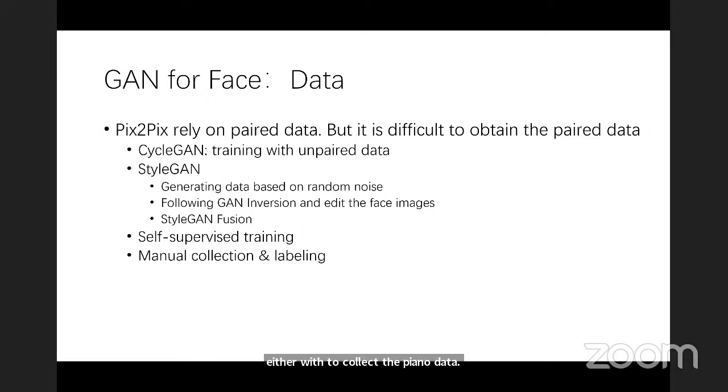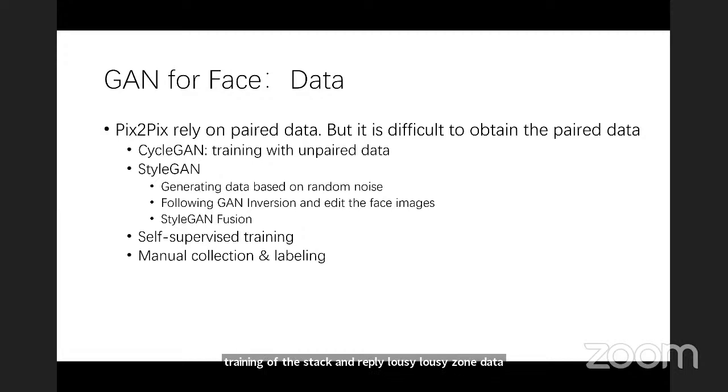Another good thing is that we can use StyleGAN to generate the data. For example, as I just showed you in one slide, currently the generation quality is very good. So given a random noise, we can generate a lot of, for example, face images, and we can also use GAN inversion and face attribute editing to change the attributes of the face. So normally, we can generate a lot of images if we want, but the training of StyleGAN relies on some data.